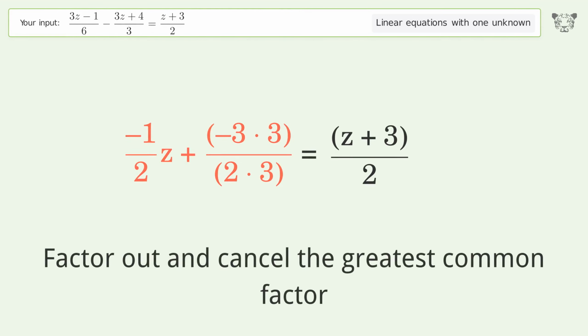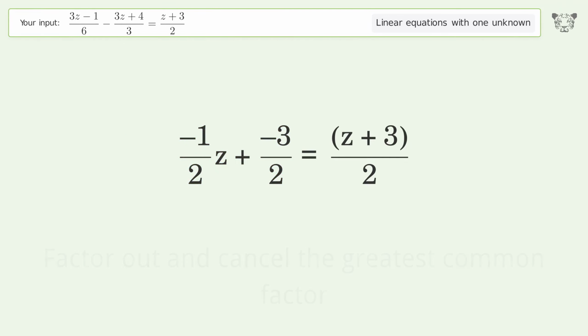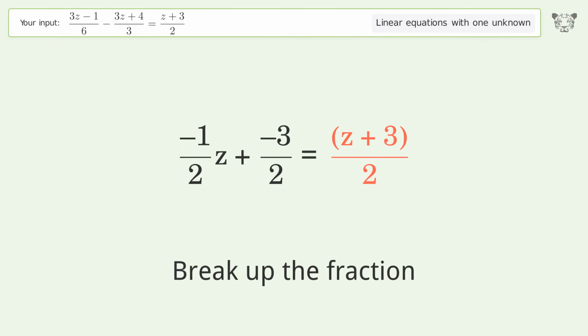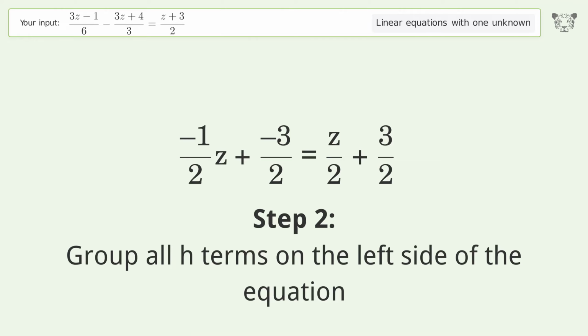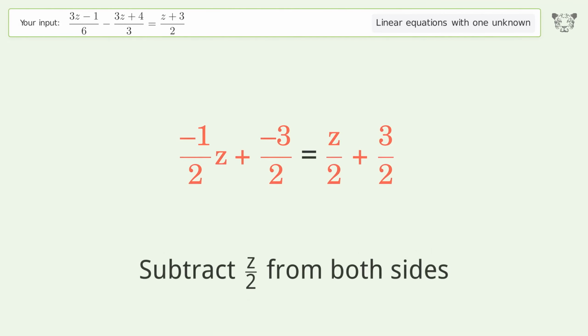Factor out and cancel the greatest common factor. Break up the fraction. Group all h terms on the left side of the equation. Subtract z over 2 from both sides.